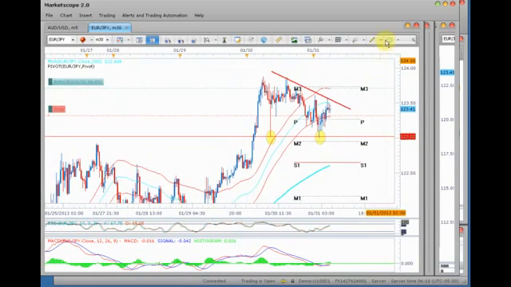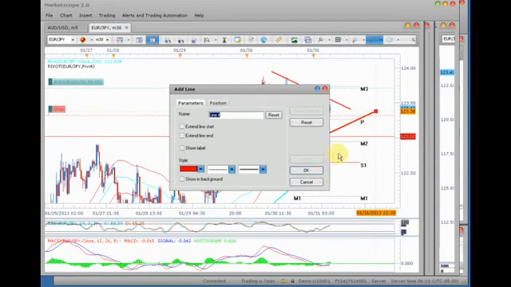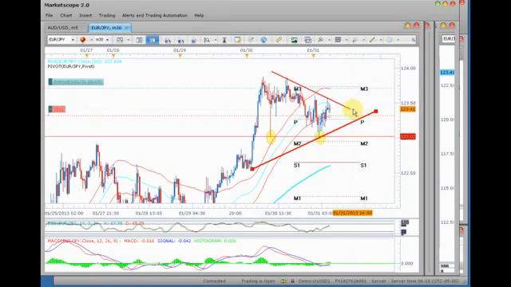And we do have this, it's kind of an odd shaped triangle, but we have this congestion zone, and then we're looking for a resolution out, and we're bullish as long as we can hold the double bottom 123.02.